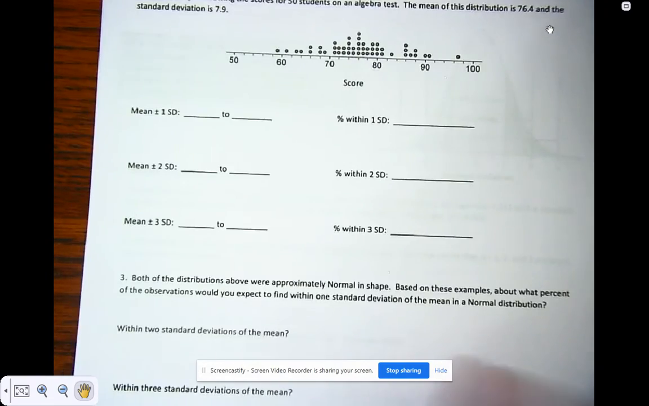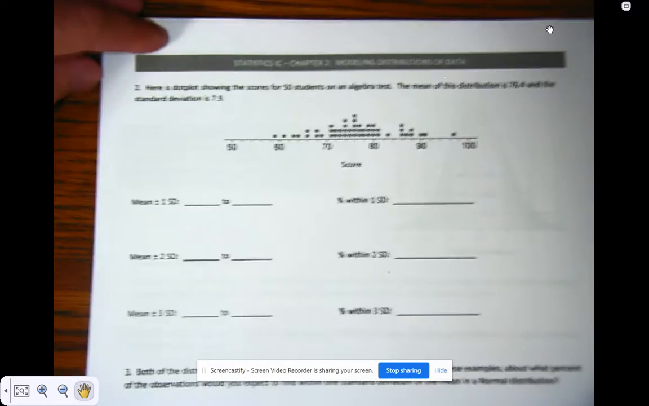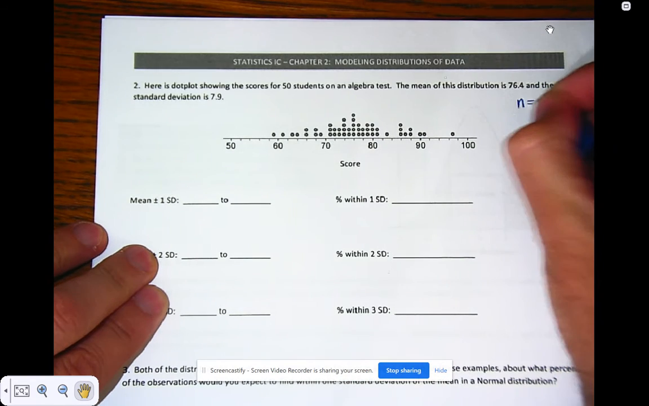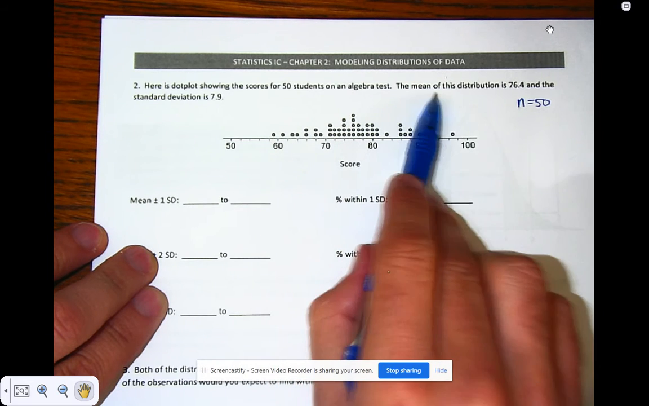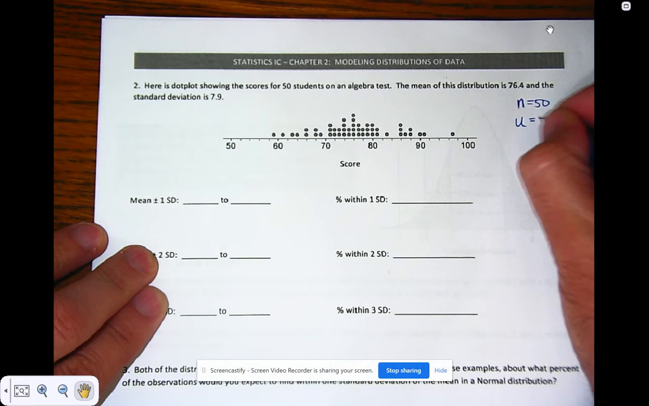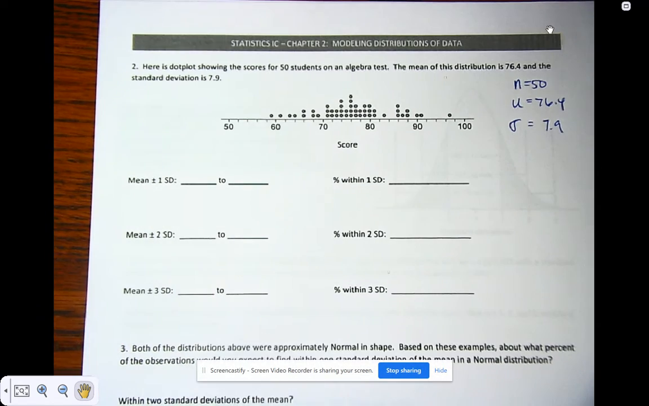Easy decimal work, and I'll fill in the decimals for you. Okay. So let's go through and write down what we know. It's a dot plot showing 50 students. So we know that n is equal to 50. This is scores on an algebra test. The mean, which is mu, right, or that fancy u, is 76.4. Okay. The standard deviation is 7.9.